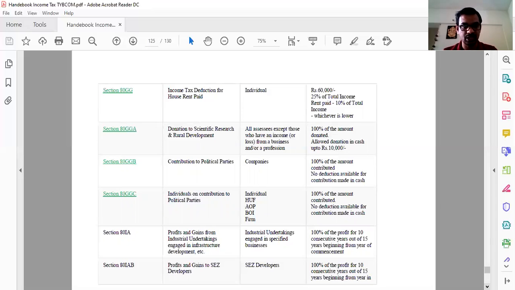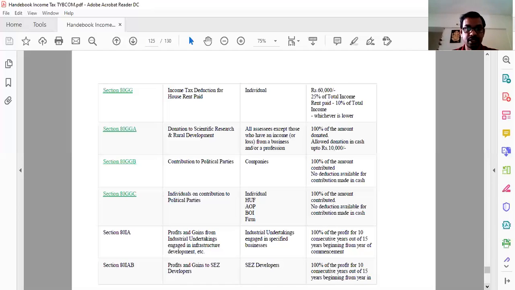The next one is section 80GGB. Contribution to political parties is applicable in case of companies. 100% of the amount contributed is available as deduction. No deduction available for contribution made in cash. If paid other than cash, then 100% amount is deductible under this section. But if it is paid in cash, then nothing will be applicable as the deduction. Okay.